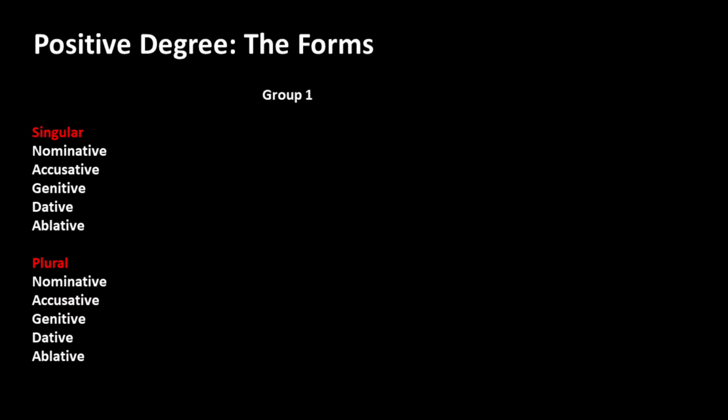Now, this possible disagreement having been addressed, let us turn to the forms of the group 1 adjectives, or the forms of those adjectives which are identical to the forms of the first and second declensions. We start by setting up the table: singular, plural, and then within each, nominative, accusative, genitive, dative, ablative.